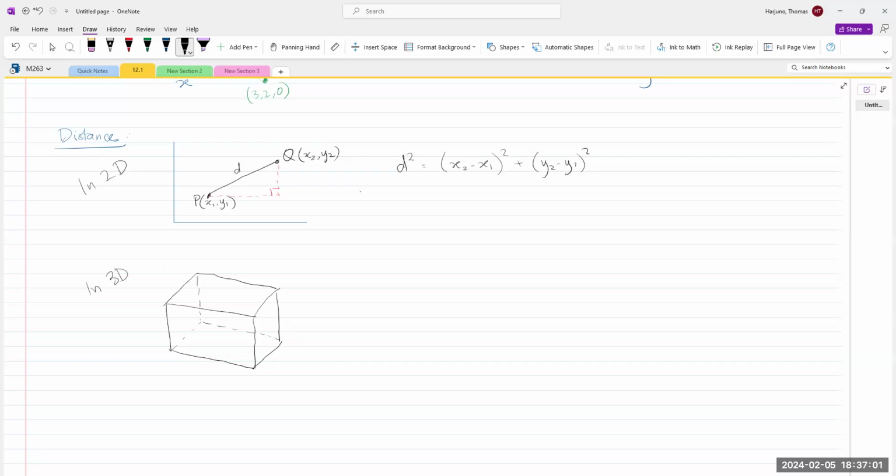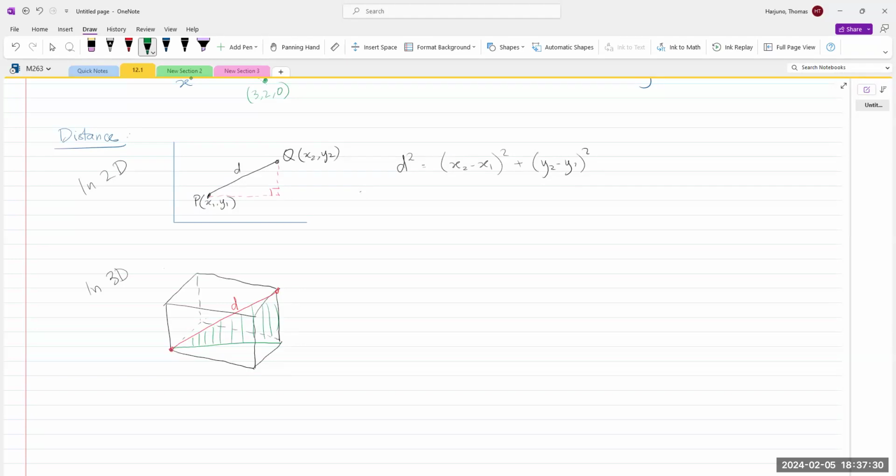And let's say the distance we are looking for is the distance from one corner to the opposite corner. Let's find this distance here. Now, the way we do it is by first finding this guy. Okay, notice that we have a right triangle here.